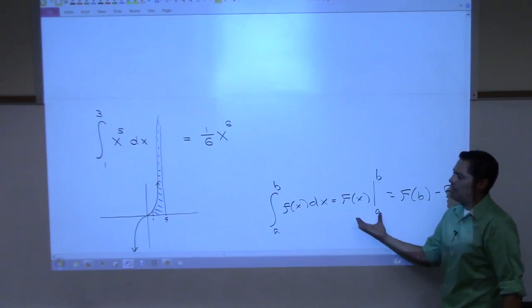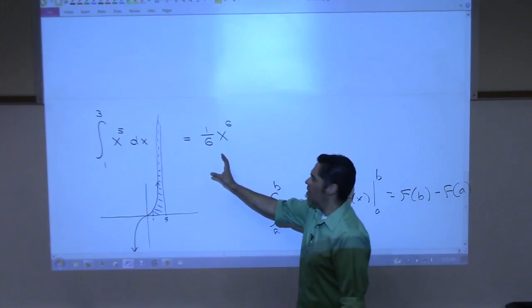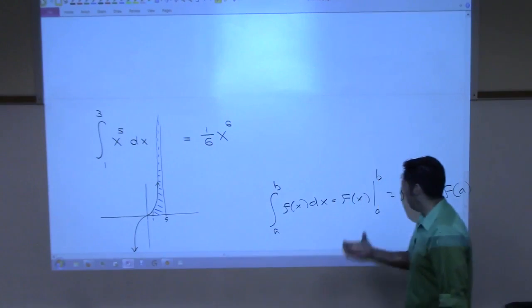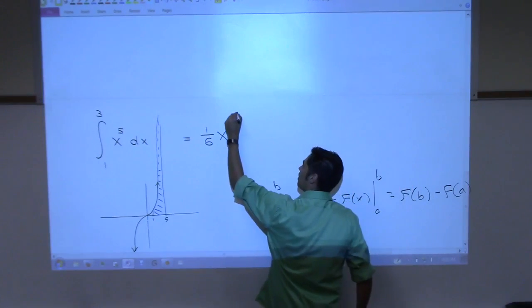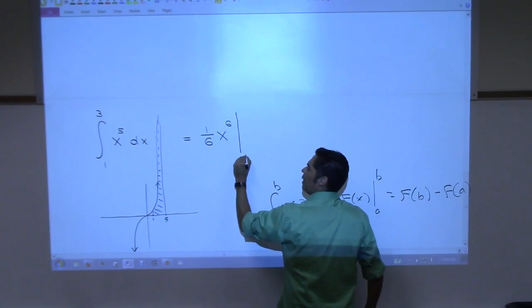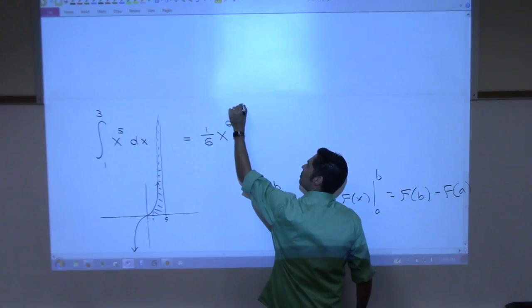This intermediate step is what I'm doing right here. I'm writing down the antiderivative, right? What's the antiderivative? And then I'm just going to put a little bar next to this, and then put A here is 1 and B here is 3.